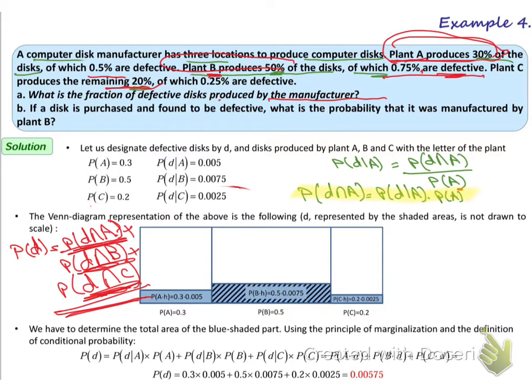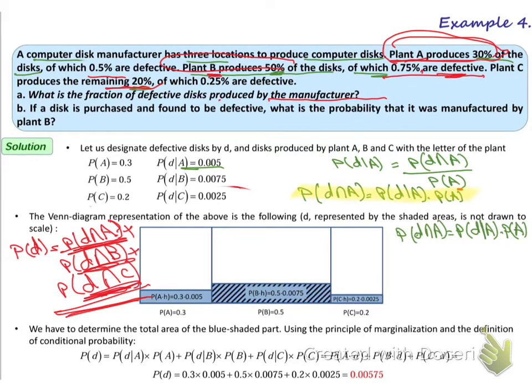we have to multiply them, because if you remember, we just said that the probability of D intersect A equals the probability of D given A times the probability of A. So we have to multiply them. Let us write it in a clear way.